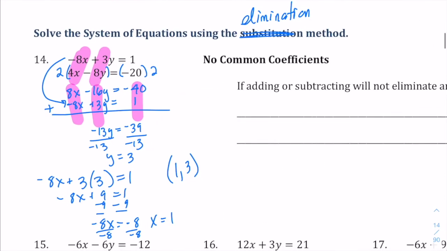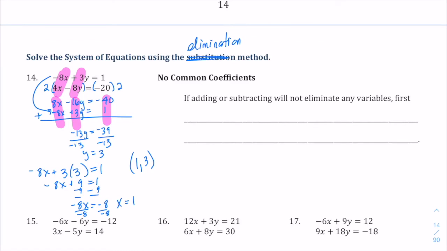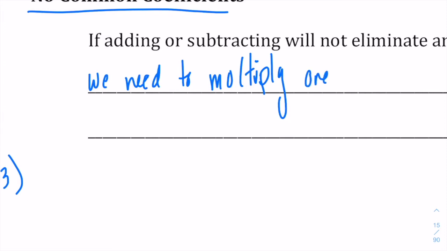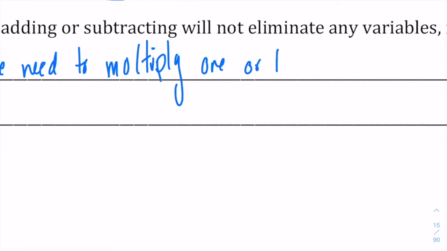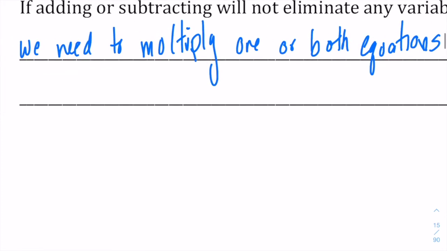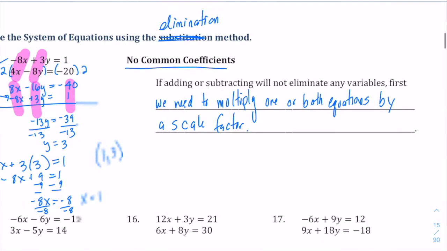So let's put back into words what we did. We're looking at a situation where there are no common coefficients. If adding or subtracting will not eliminate any variables, first we need to multiply one, or as we'll see in a situation, or both equations by, we'll call it a scale factor, some number that will make them cancel out.